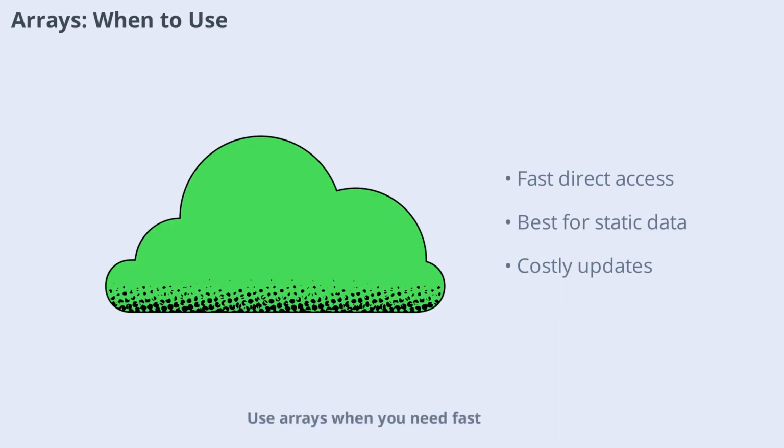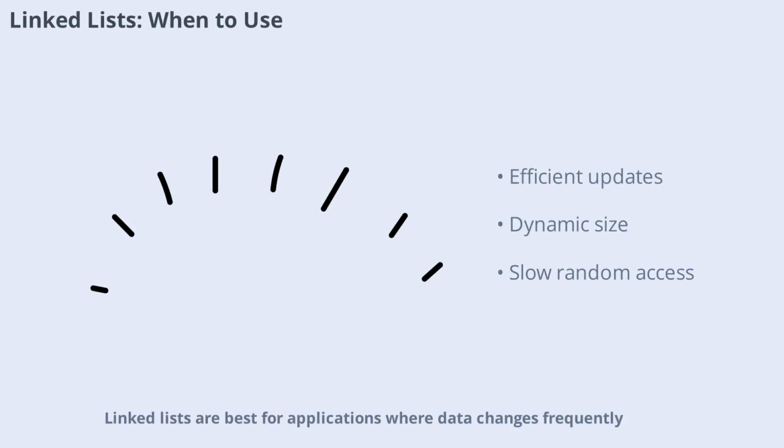Use arrays when you need fast, direct access to elements and your dataset doesn't change frequently. They're ideal for static data such as lookup tables or fixed-size buffers. However, avoid arrays for applications that require frequent insertions or deletions, as these operations can be costly. Linked lists are best for applications where data changes frequently and random access is less important. They're useful for implementing queues, stacks, and other dynamic collections. However, if you need to access elements by index often, consider other structures.